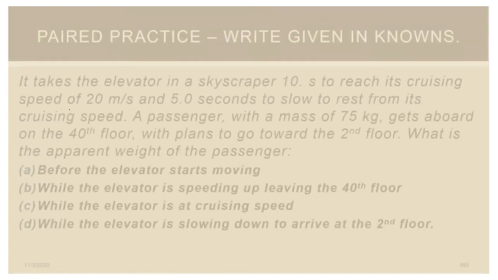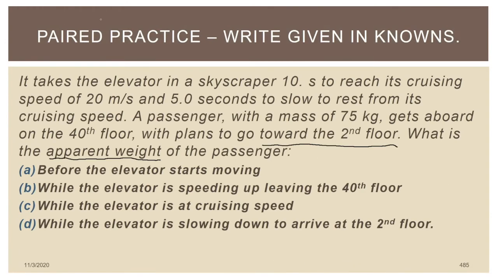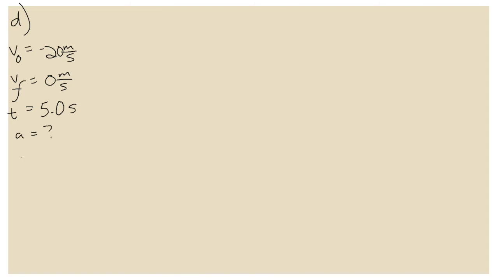So we'll write here part D, and we'll say the initial velocity is going to be that cruising speed of negative 20 meters per second. The final velocity is going to be 0 meters per second. The time now is 5.0 seconds. If you missed that, let me just go back. It says here that it takes 5 seconds to slow from its cruising speed to rest. So we need to use that, obviously, when we're calculating the acceleration. And of course, we're looking for the acceleration, so that's our unknown here.